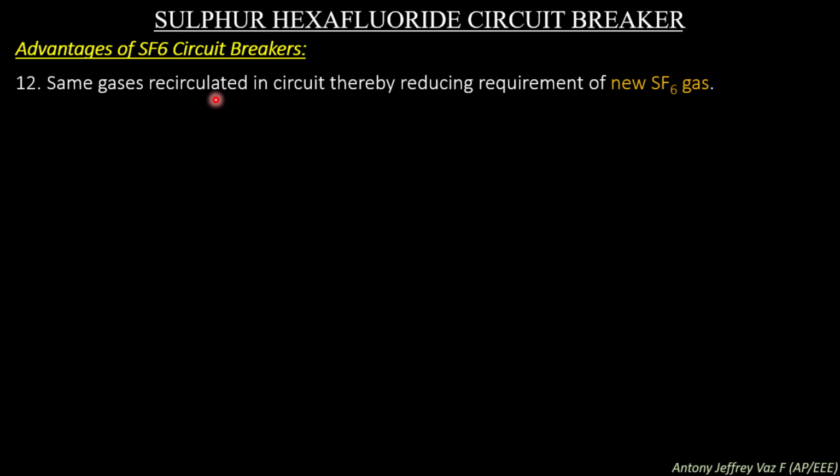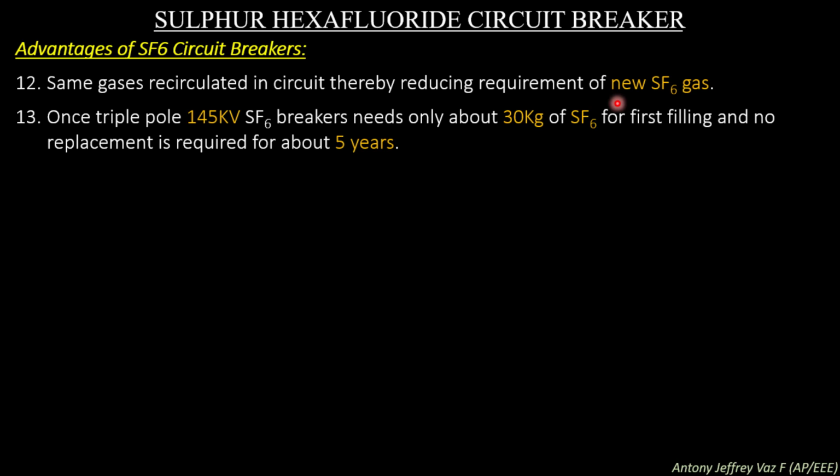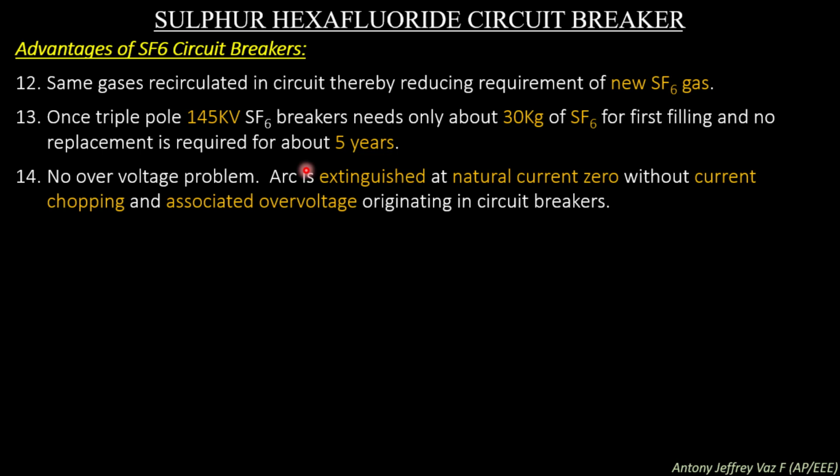The same gas is recirculated in the circuit, thereby reducing the requirement of new SF6 gas. So the same gas is recirculated, which reduces the consumption of new SF6 gas. One triple pole 145 kilovolt SF6 breaker needs only about 30 kilograms of SF6 for first filling, and no replacement is required for about 5 years.